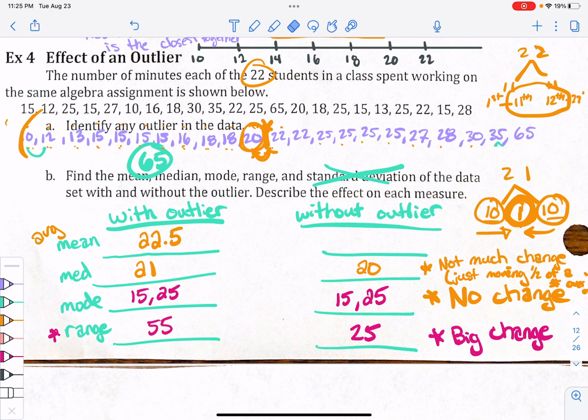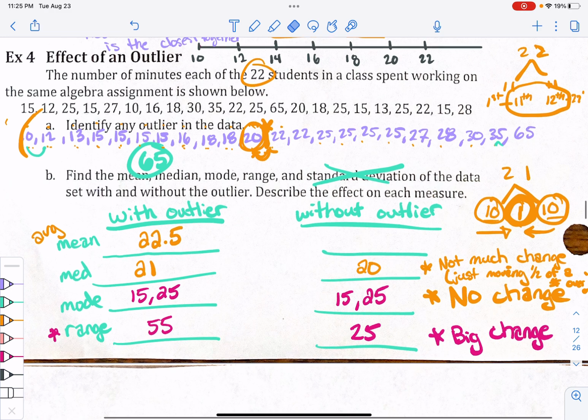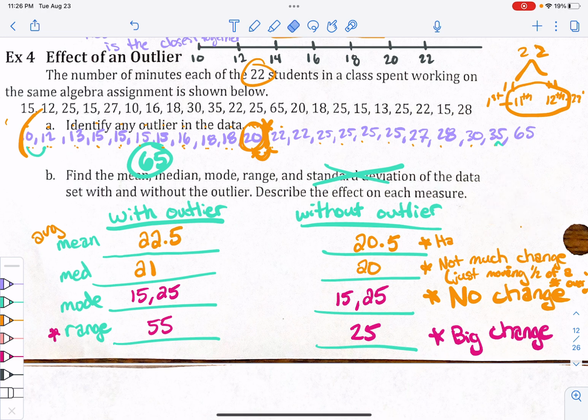And if I take that 65 number out, I'm taking out a really big number. So the average is probably going to go down, right? Because I'm yanking out that top number, the average is going to go down. So I did that, and I got the average to be 20.5. So it goes from about 22.5 to about 20.5. And so this has a change. The average does change, and it just kind of depends on what your numbers are to how big that change is.